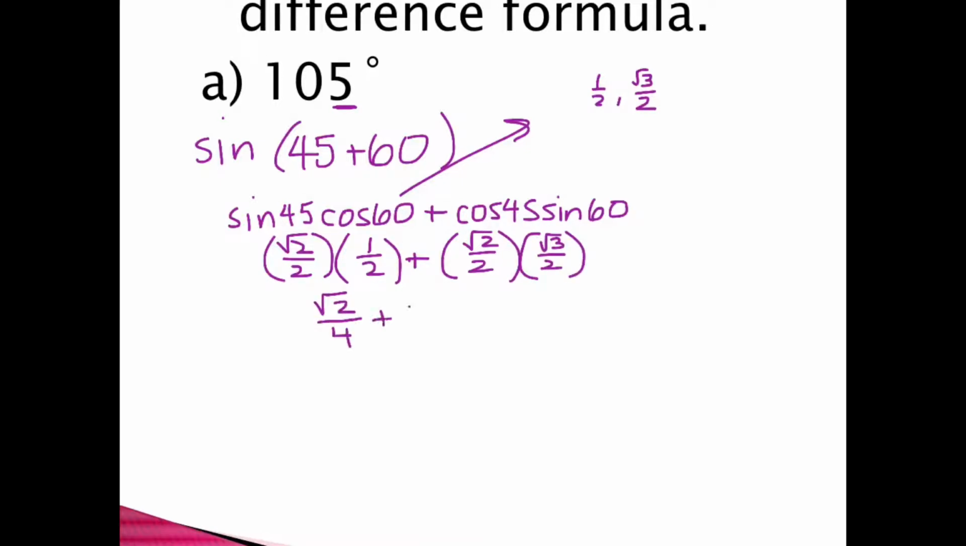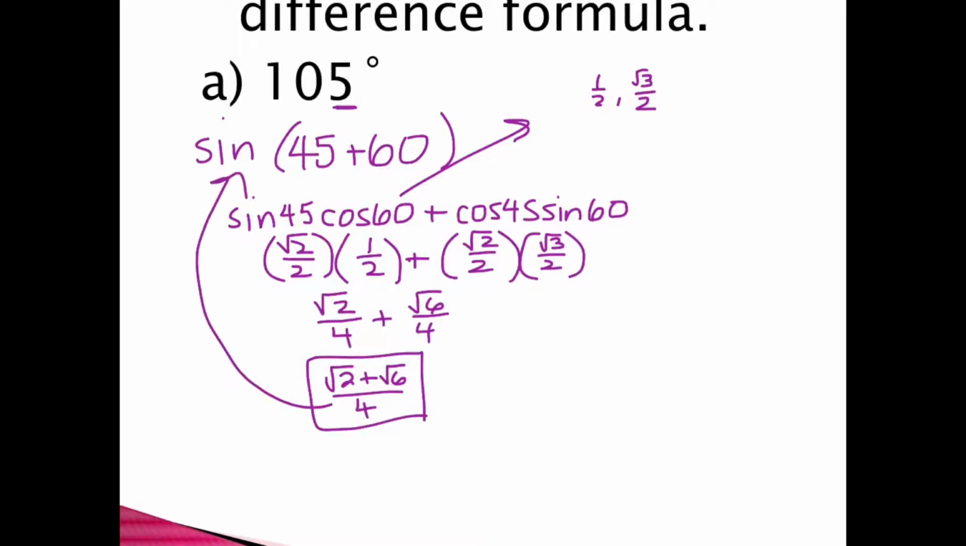Multiply them out, root 2 over 4 plus root 6 over 4. And then combine it into one fraction. Root 2 plus root 6 over 4. That's sine.